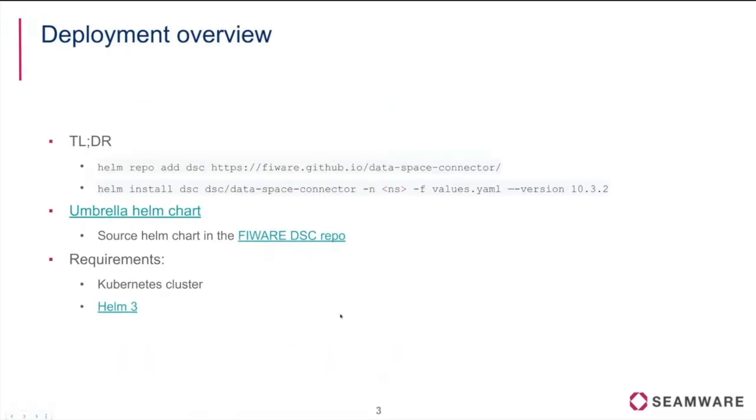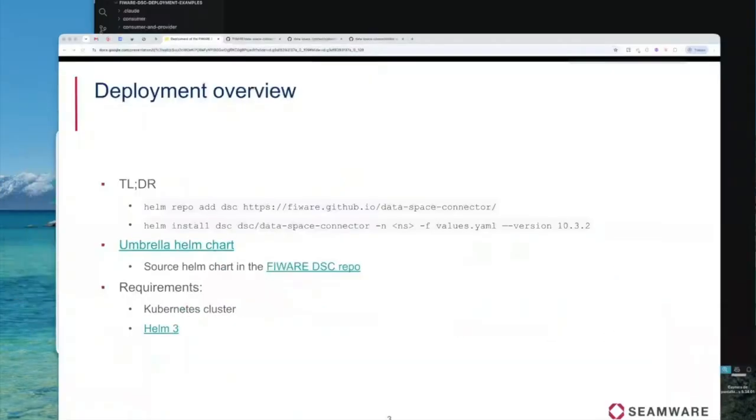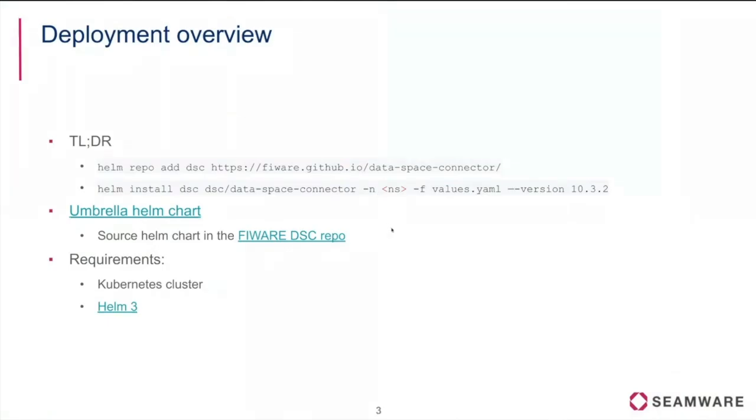Okay, so let's start with the deployment overview. The FIWARE Dataspace Connector is packaged in a Helm chart, so you can deploy directly using the typical Helm commands. Also, it's more specifically an umbrella Helm chart. So this means that it's a Helm chart that is composed of different dependencies or subcharts.